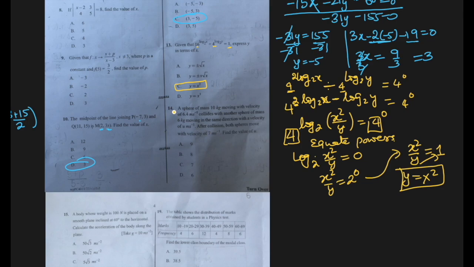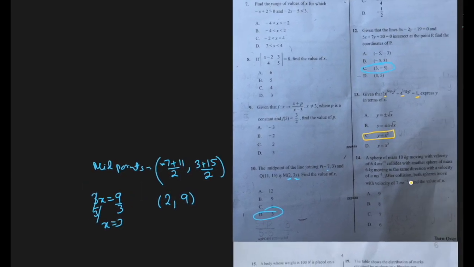Number 14. A sphere of mass 10 kg is moving with a velocity 6.4 meters per second. So there's a sphere at 6.4 meters per second, the mass is 10 kg, moving in this way. It collides with another sphere of mass 6 kg. So there is another mass, its mass is 6 kg, moving in the same direction. It is also moving in the same direction with u meters per second.